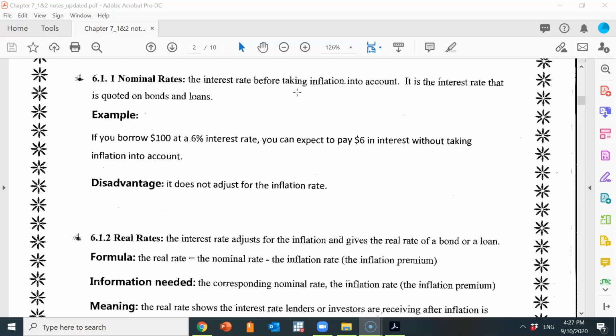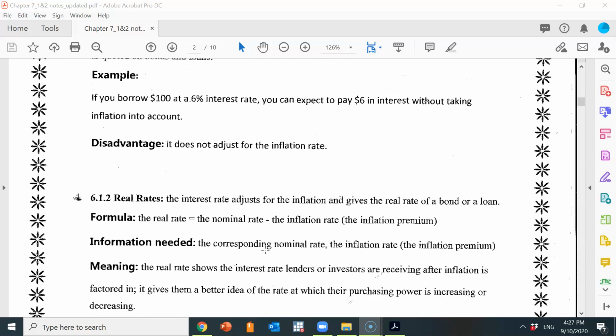It doesn't take inflation into account, so the rate itself includes the inflation. For example, if you borrow $100 at a 6% interest rate, you can expect to pay $6 in interest without taking inflation into account. It doesn't adjust for the inflation rate. We say this because we're trying to compare nominal rate to real rate. Real rate is the interest rate that adjusts for the inflation and gives the real rate of a bond or a loan.